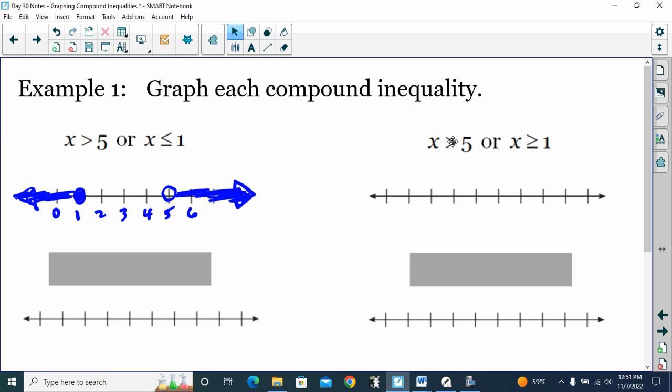Second one looks very similar. X is greater than 5, or notice we flip this symbol around. Now it says x is greater than or equal to 1. X is greater than 5, or x is greater than or equal to 1. Everything greater than 5 needs shaded.